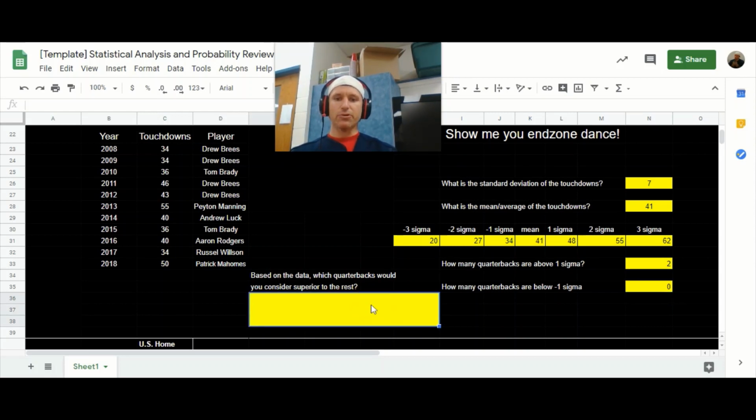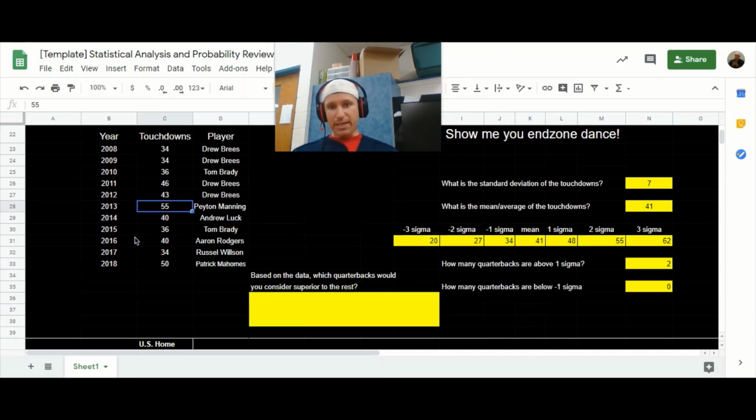Based on that data, would you consider any of these quarterbacks on this list superior to the rest? Now, this is based on just one metric, which is throwing touchdowns, which is not the only one, but it's how you score points. If you have somebody throwing 55 touchdowns in a season, which is the most all time, by Peyton Manning, I think he had a pretty good year.